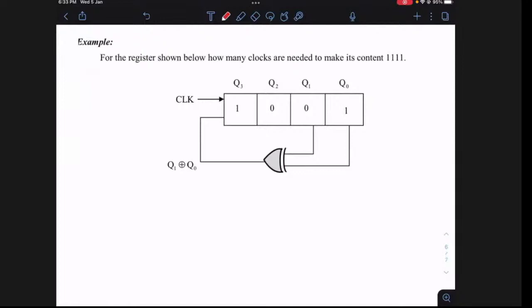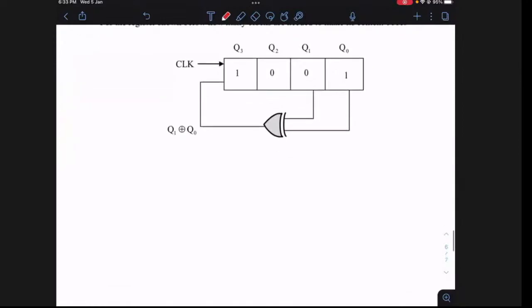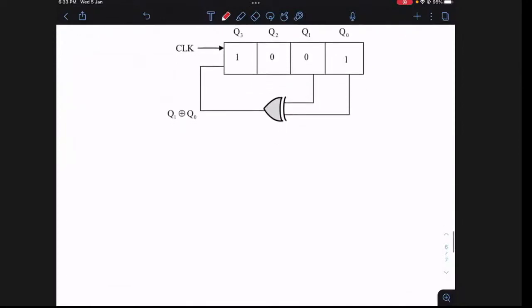For the registers shown below, how many clocks are needed to make it contain 1111? Please try to answer this. So what is the method for such kind of problems? We make a column called clock. Then we make something called inputs. And then we make something called next state. So next state means Q3 plus, Q2 plus, Q1 plus, and Q0 plus.